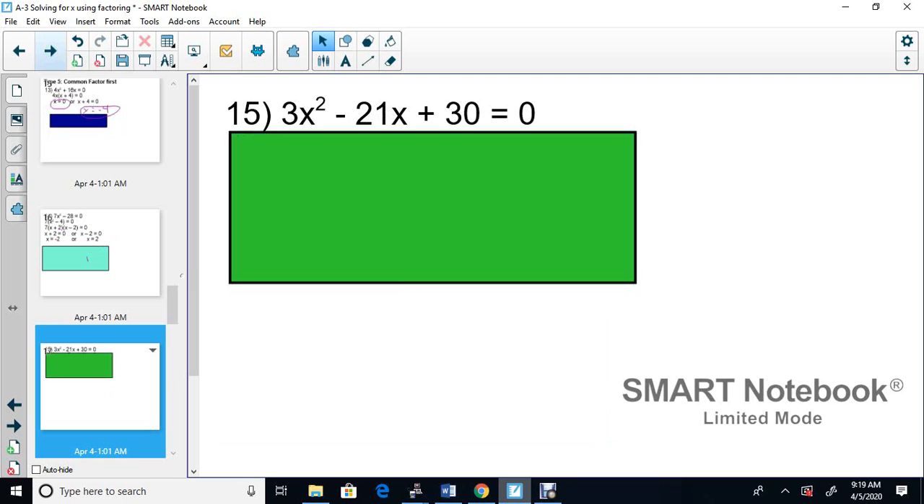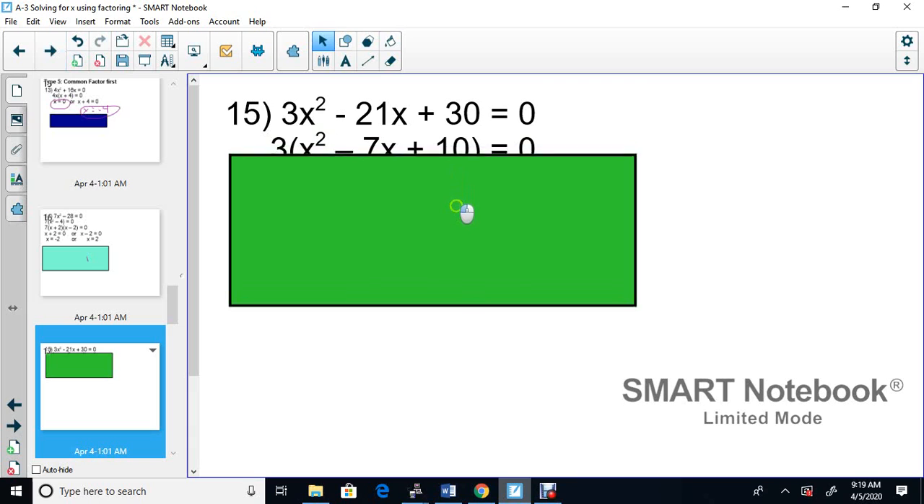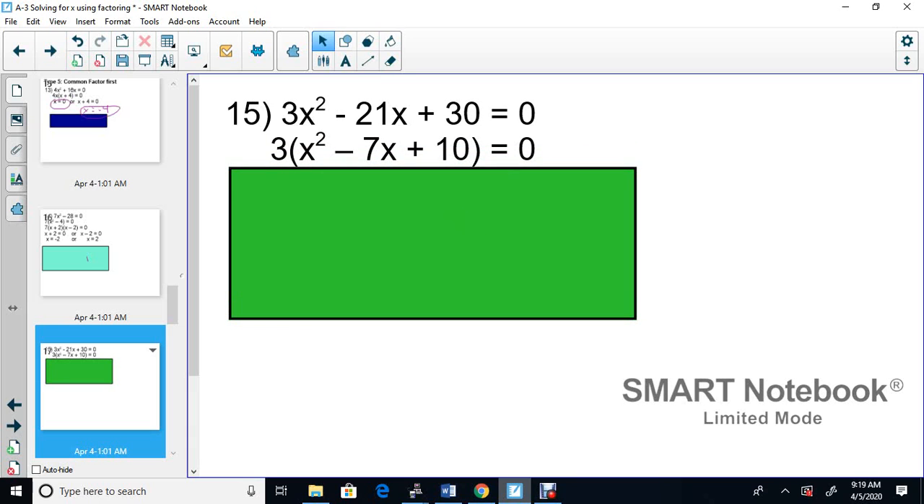Okay, let's look at the next one. So this particular one, you look at what number can go in there. Otherwise, you'd have to use decomposition here, which would be a pain. You do 3 times 30. But if you can take the 3 out, x squared minus 7x plus 10. Now we can use sum and product. Okay, what number multiplies to give you 10 and adds to give you negative 7?